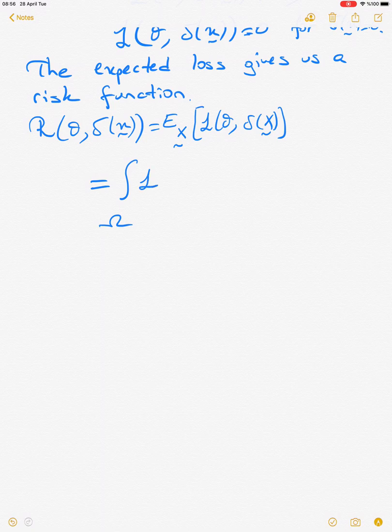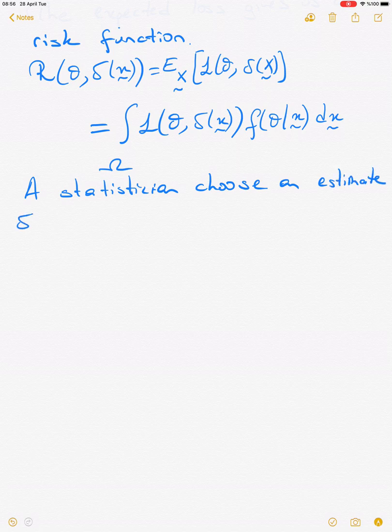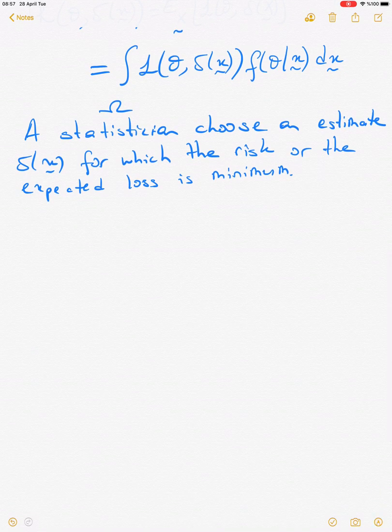Okay, so our loss function. Basically a statistician has to choose an estimate delta x for which, in terms of the classical approach, the risk or the expected loss is minimum. I will give the definition for the Bayesian approach also.